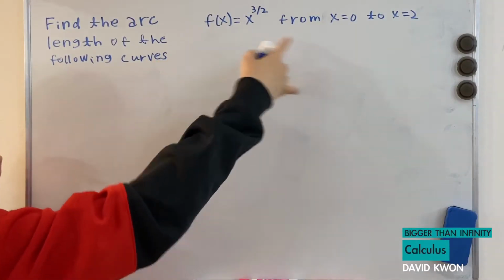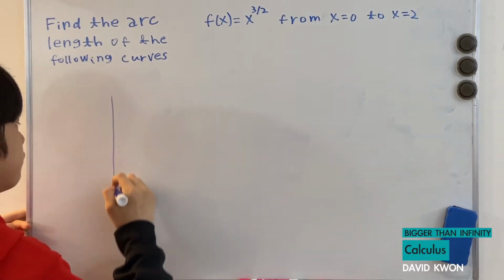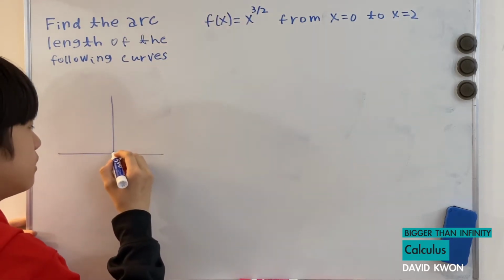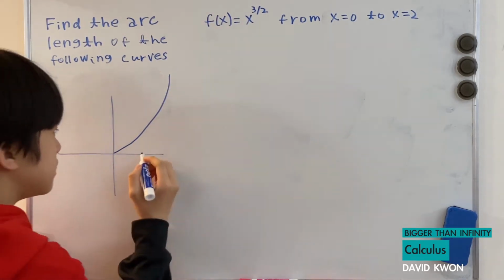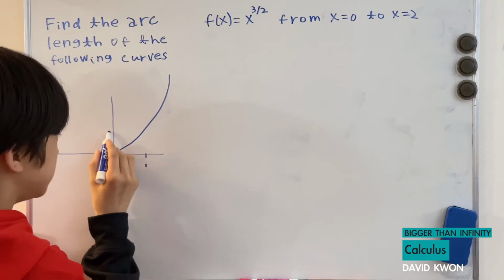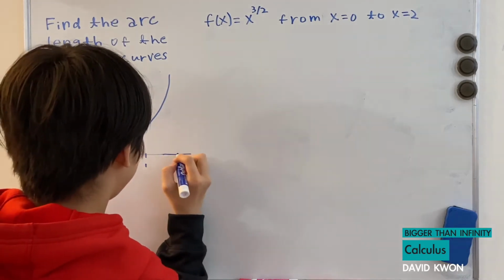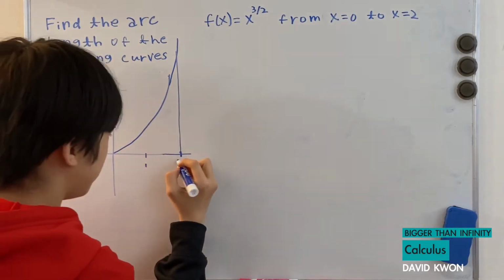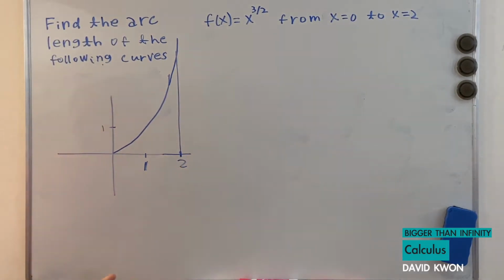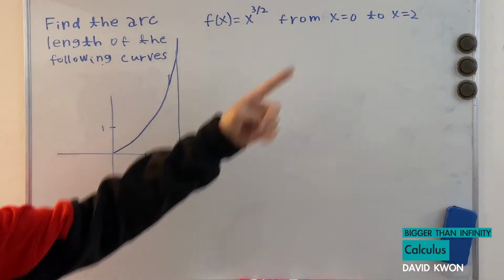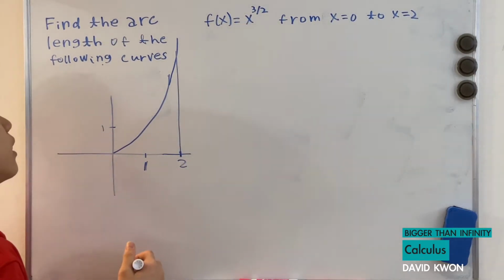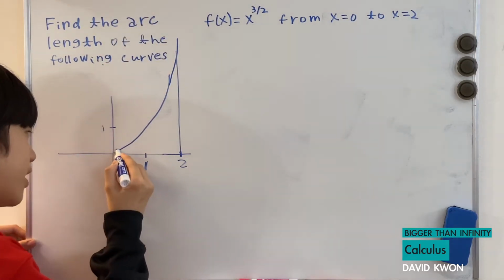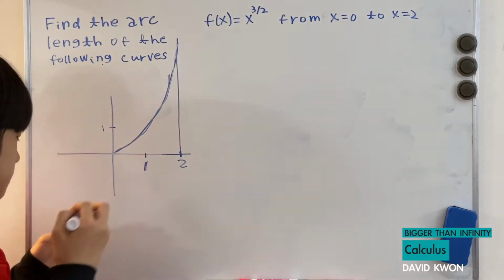So to solve problems like this one, we first graph x to the power of 3 over 2, okay? And that looks something like this. So if this is 1, that means this is 1 also. And if this is 2, oh god, I don't know what value for y that would give, but this is what we have, okay? From x is equal to 0 to x is equal to 2. And it says, find the arc length of the following curves. So this is the curve we have, and we will be solving its arc length.